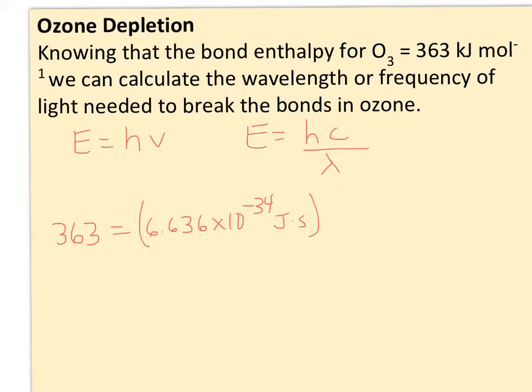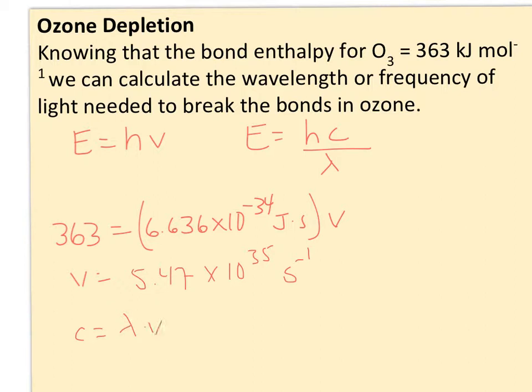I'm sure you all remember that. And then I can solve for the frequency, and I come up with the frequency equal to 5.47 times 10 to the 35th, and that's per second or hertz, whatever you want to call it. And that would be the frequency. And I could do the same thing to find the wavelength, or I could just use c equals wavelength times frequency. And I know that the speed of light is 3 times 10 to the 8th. I've got my frequency, 5.47 times 10 to the 35th. I can solve for wavelength.